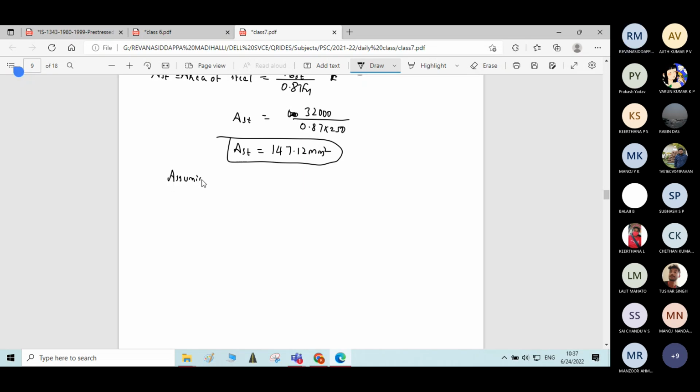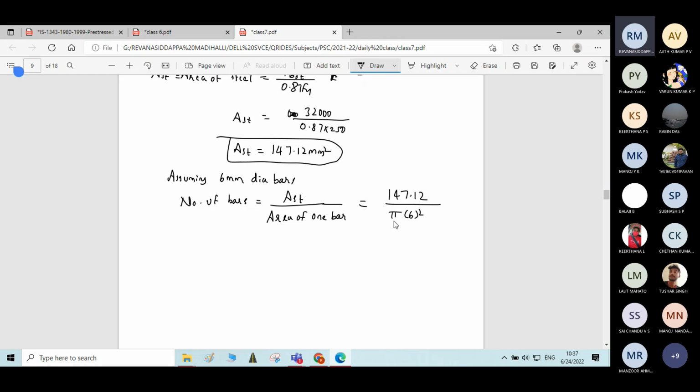Here, as the area of steel is lesser, I'll assume a lesser diameter of bars. Assuming 6 mm dia bars, you can calculate the number of bars. Number of bars is equal to the total area of steel divided by the area of 1 bar, which is 147.12 divided by pi d square by 4, pi into 6 square by 4. So you get the answer as 5.2. You can round it up to 6 numbers in each junction.